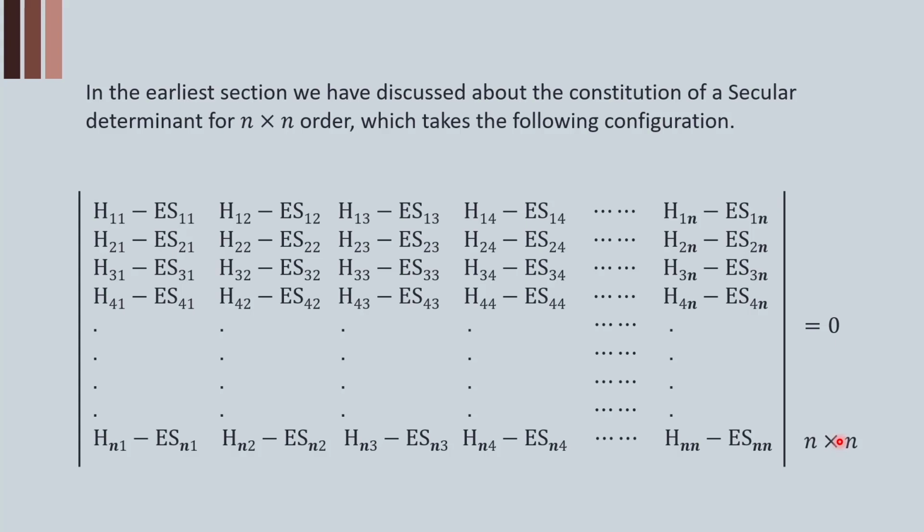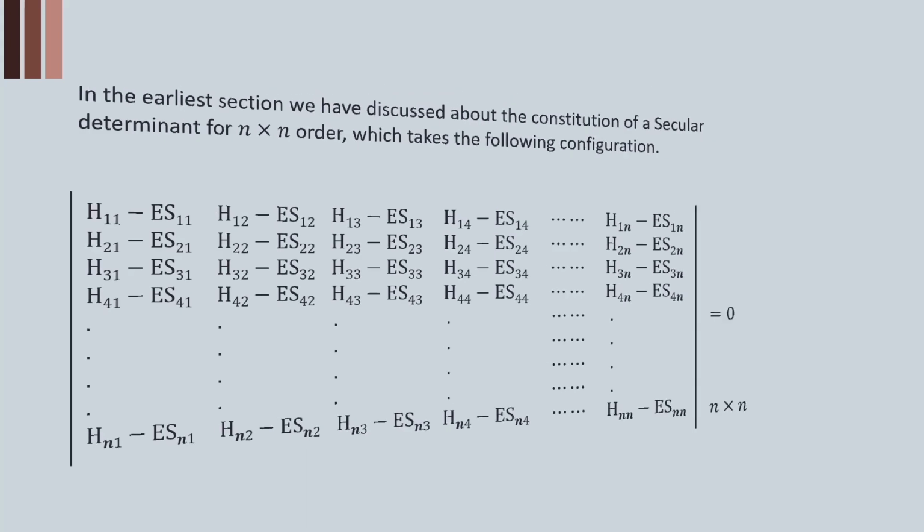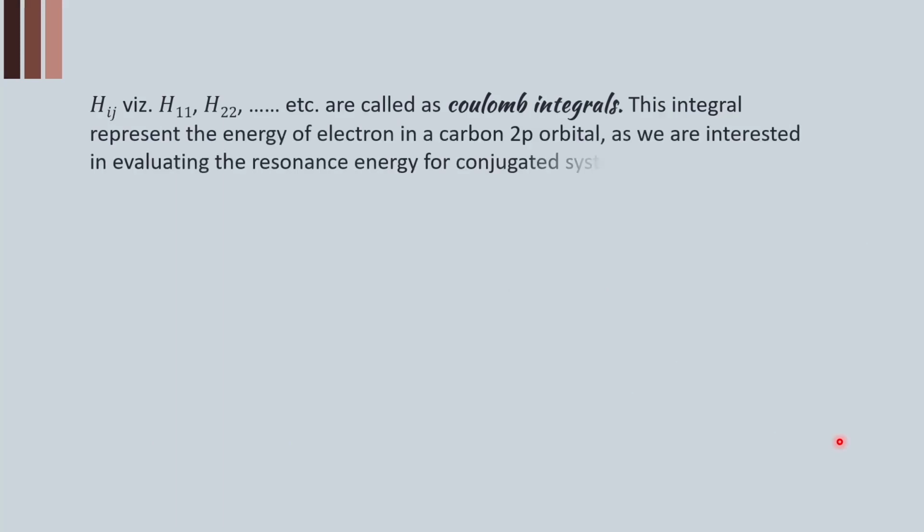If we have a conjugated system of 3 pi electrons, then we'll have a determinant of 3 by 3. If we have a conjugated system of 4 electrons, then we'll have an order of 4 by 4. If we have a 6 electron system like benzene, then we have a 6 by 6 determinant to solve for its resonance energy.